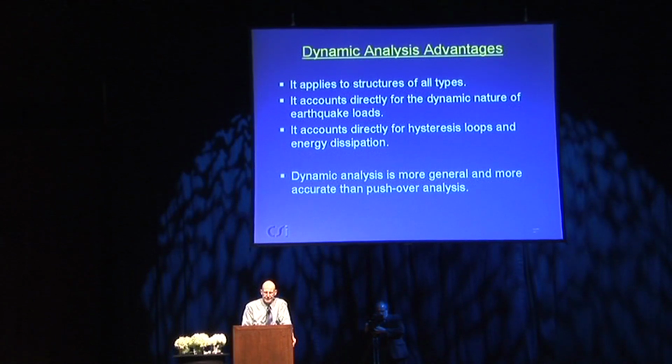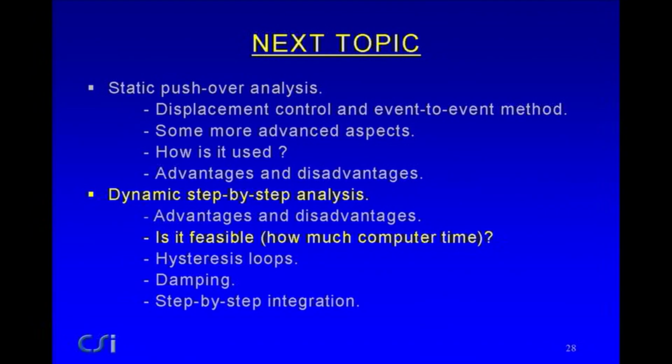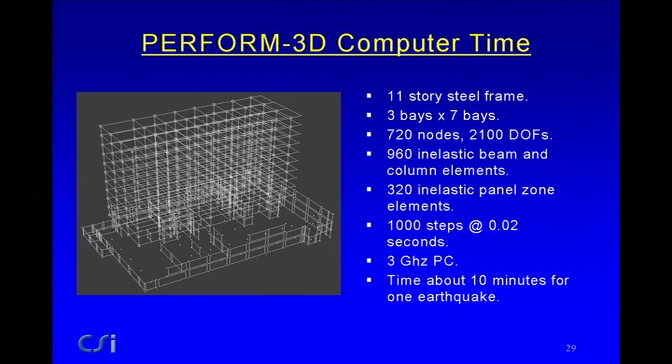And as computers get faster, and if they ever work out this issue of how to choose the ground motions, I think you can expect over time that dynamic analysis will be the standard and pushover analysis will be something you'll look at but not use for the final determination of performance. Dynamic step-by-step analysis, is it feasible, and how much computer time does it take? I'm just going to give some examples here.